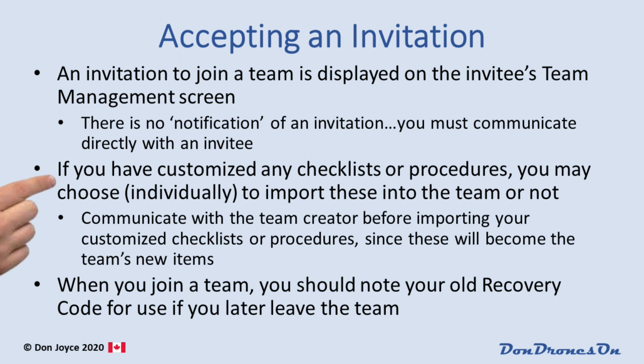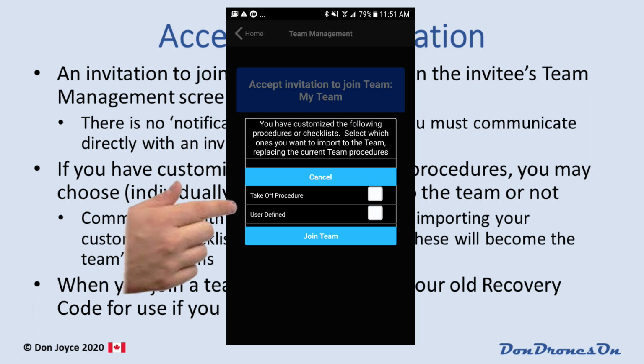Now, here's the tricky part. Suppose you have just been invited and you have customized any checklists or procedures, because you remember you can actually change or add or delete things from your checklists. So you might have done that customization. If that's the case, the app will actually discover this and inform you. It will list out, as you can see here, any checklists that you have actually customized. So in this case, the takeoff procedure and the user-defined procedure have been customized.